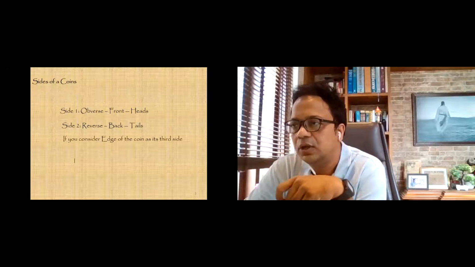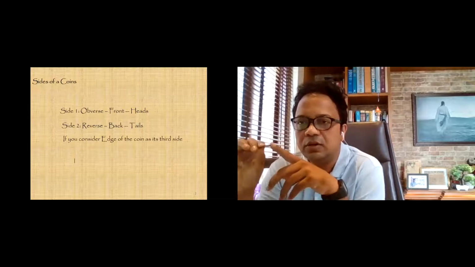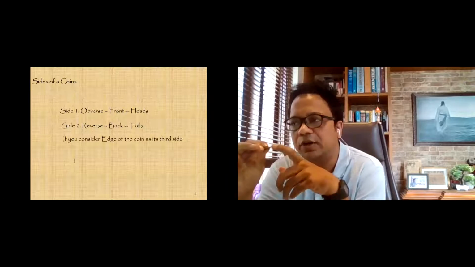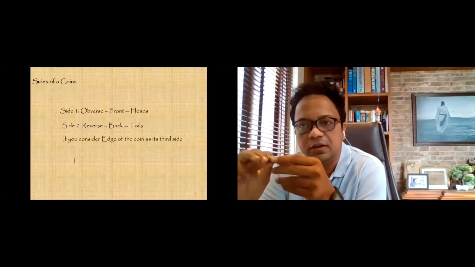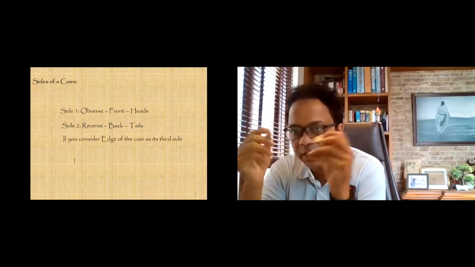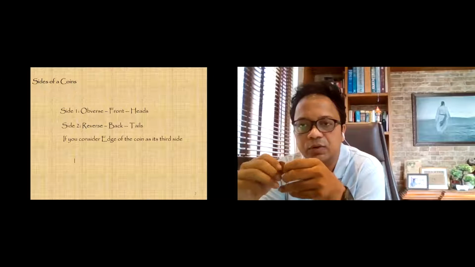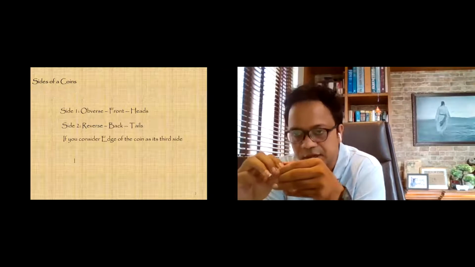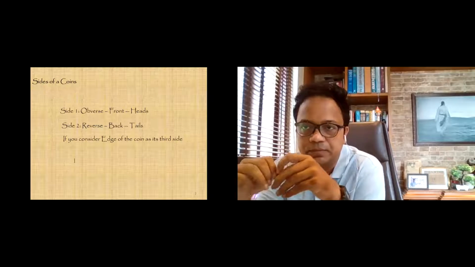If you consider the edge, many times when you look at a coin, start observing the edge of the coin, right? If you consider that edge as the third side of the coin, the beauty of the edge is you will sometimes have a plain edge, sometimes a reeded lined edge, sometimes you could have something written on the edge as well. So whenever you get a coin, see if you can start looking at the edge of the coin as well. So that's the third side of the coin.